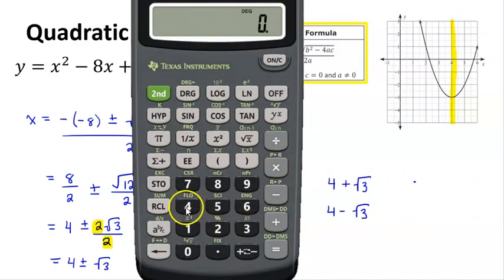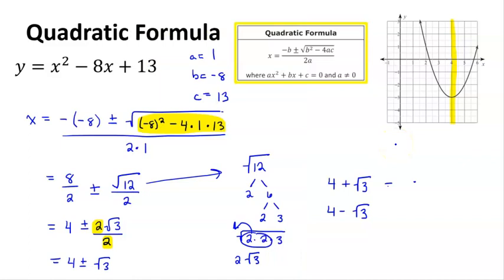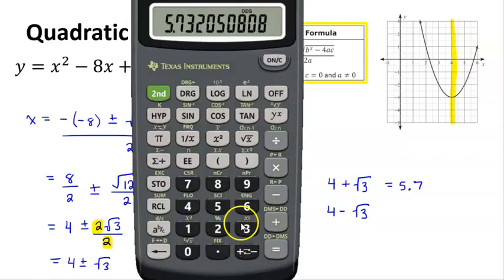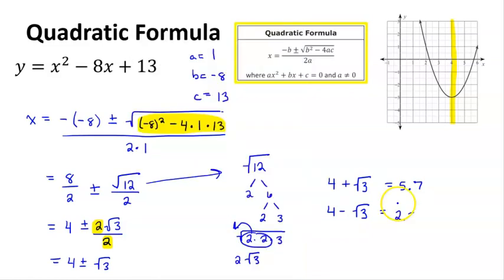and then I can put these in my calculator. So I've got 4 plus square root of 3 equals, and I get 5.7. And based on my graph over here, that looks like it makes sense. It's past the 5.5 mark. And then we have 4 minus square root of 3 equals, and I get 2.3-ish. And that makes sense because it's in between that 2 and 2.5.